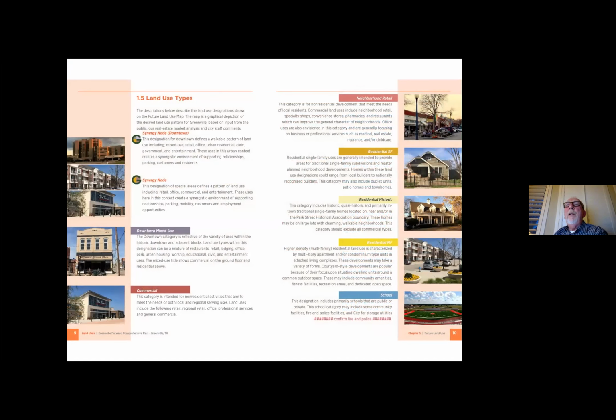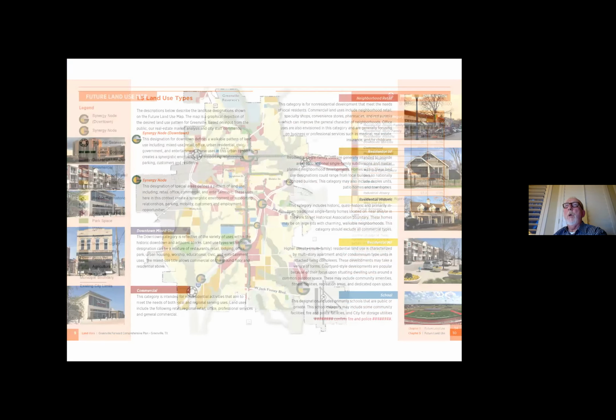We have a series of land use types for the city-wide plan. We show some visual images of what these different residential types are in a prototypical manner. We actually have 3 pages of these. I'm not going to show you all of them here.